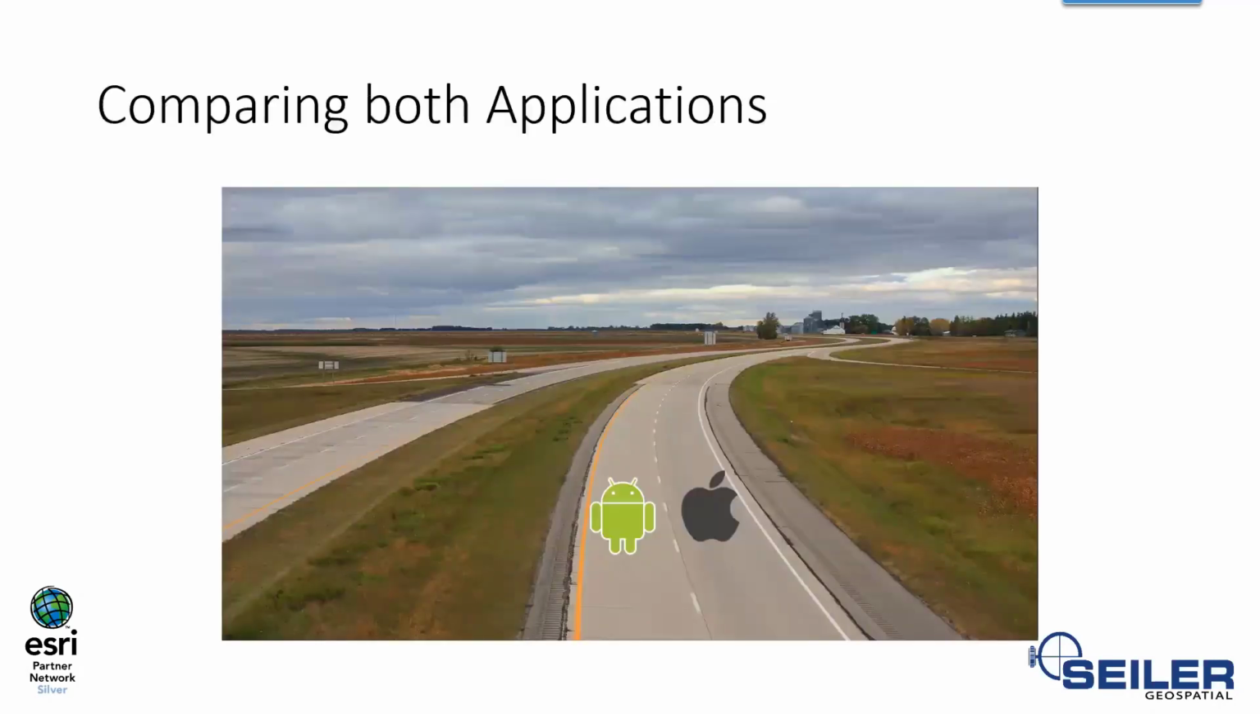So let's go in comparing both of these applications. I have this little picture of a highway, and this is how I think about where Esri Collector is at this moment in time. So you have Android that's in one lane, and you have iOS that's in another lane. They're both traveling down the same highway, but they're in different lanes. So iOS has some functionality that Android doesn't have, and then Android has some functionality that iOS does not.